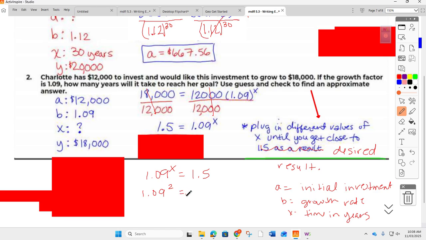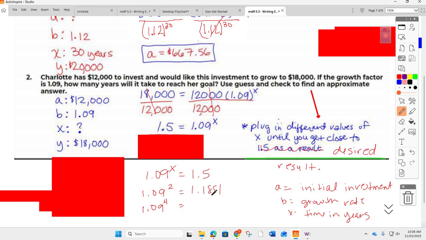Are we close to 1.5 yet? 1.09 raised to the second power. You should get 1.1881, right? So let's see, what if we go up to, what should we try, 3 or 4? Let's try 4. If it's more than 1.5, then we'll know we can come down. So 1.09 raised to the fourth power. Let's see what we get. I got 1.411 and some other decimals.